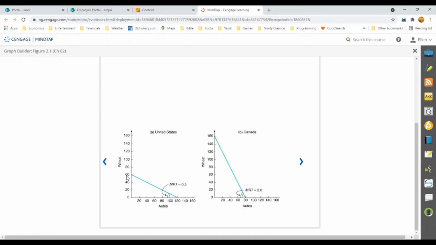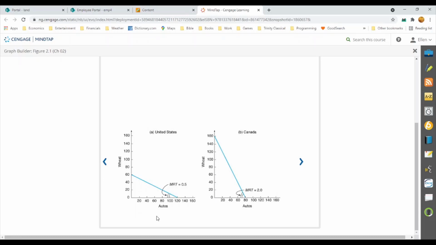And so what we learned was to solve for how many wheat I have to give up to get an auto, or how many autos I have to give up to get a bushel of wheat, we can just put those two things equal. 60 W, 60 wheat, is essentially equal to 120 autos, because those are really two equivalent outputs that are possible for the United States. So that part we've seen before.